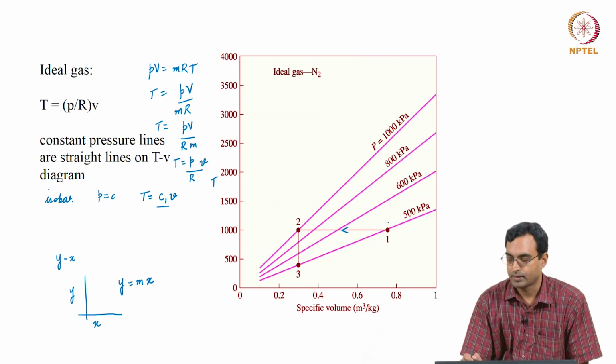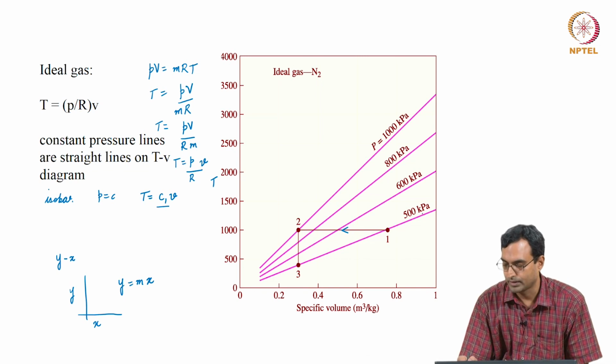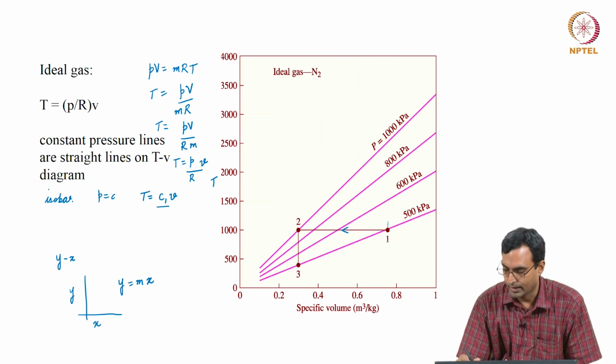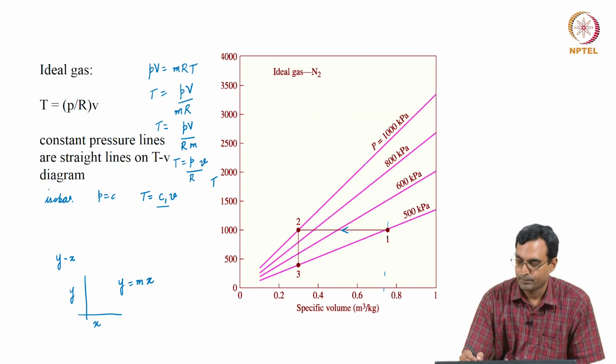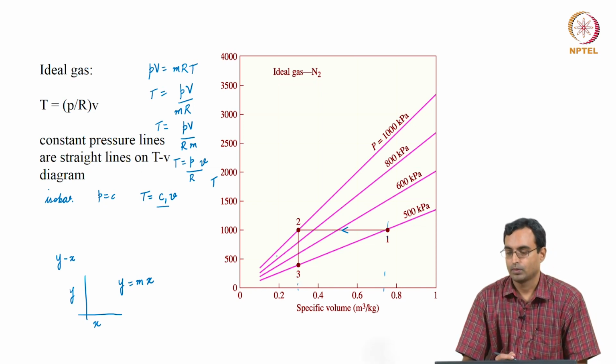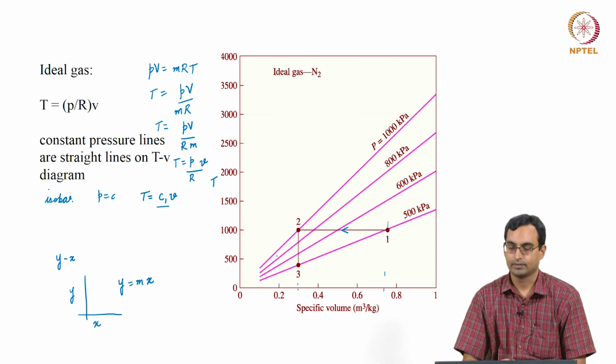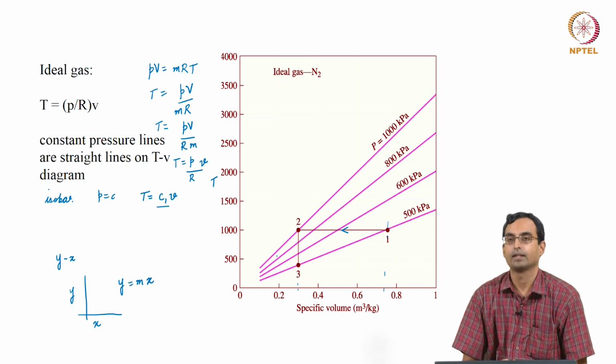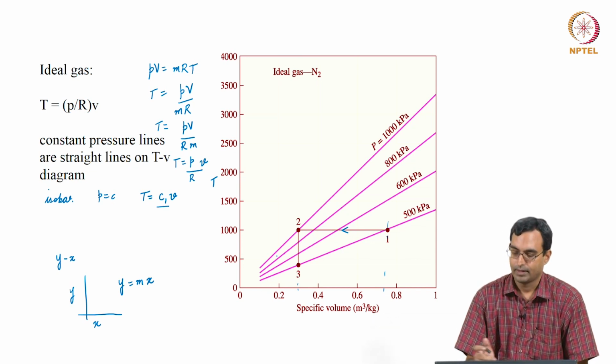In that process, the pressure is going from 500 kilopascal, which is the intersection of this line and this line, to about 1000 kilopascal, which is the intersection of this specific volume and this pressure line. So, what we see is that the pressure is increasing and the specific volume is reducing, while the temperature is constant in this process 1 to 2.